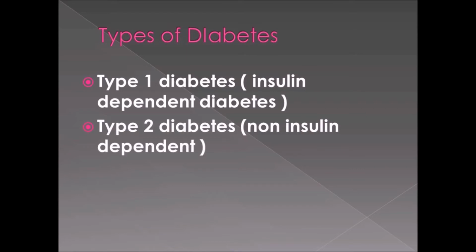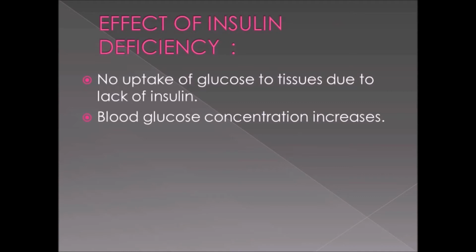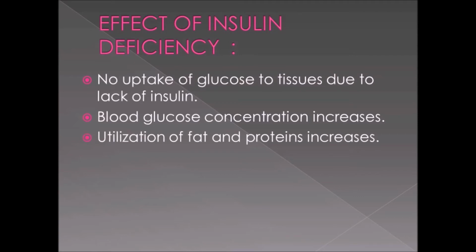Type 2 diabetes, also called non-insulin dependent diabetes mellitus, is initially caused by decreased sensitivity of target tissues to the metabolic effect of insulin. The basic effect of insulin deficiency or insulin resistance on glucose metabolism is to prevent the efficient uptake and utilization of glucose by most cells of the body except those of the brain. As a result, blood glucose concentration increases and utilization of fats and protein increases.